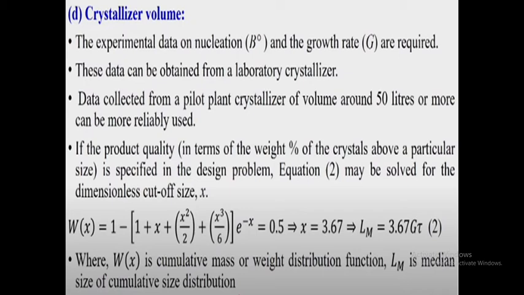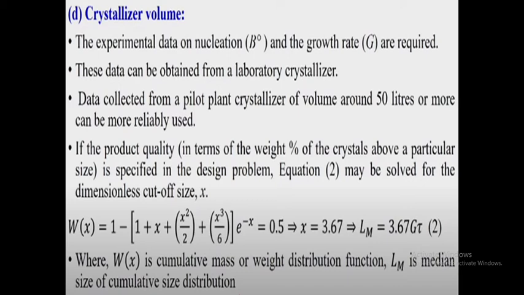If the product quality is specified in the design problem in terms of weight percentage of the crystals above a particular size, equation 2 may be solved for the dimensionless cutoff size, that is x. W of x is equal to 1 minus (1 plus x plus x square by 2 plus x cube by 3) into e power minus x is equal to 0.5. x is equal to 3.67. Lm is equal to 3.67 into G tau.